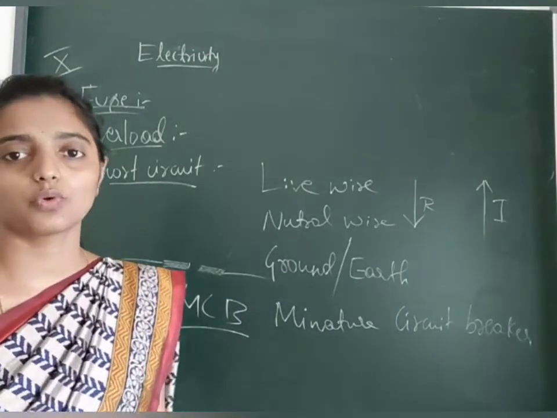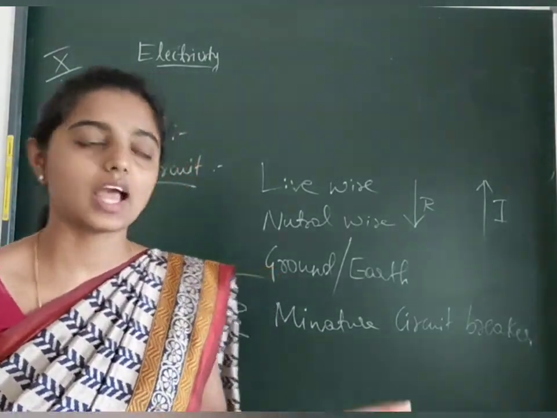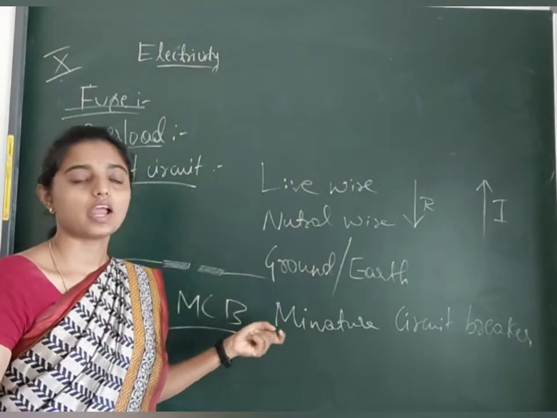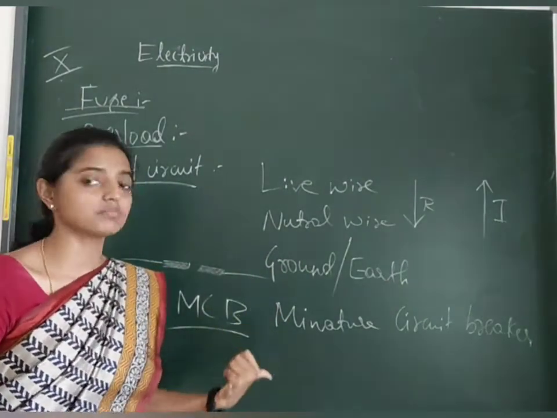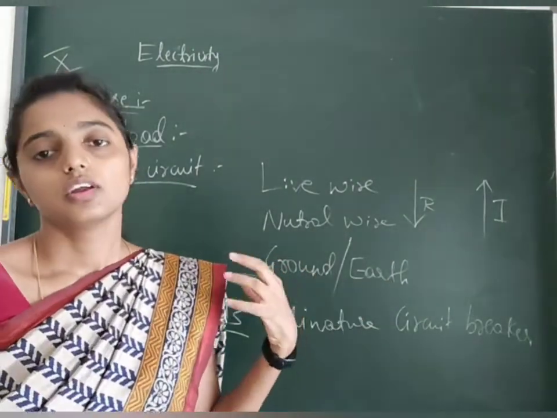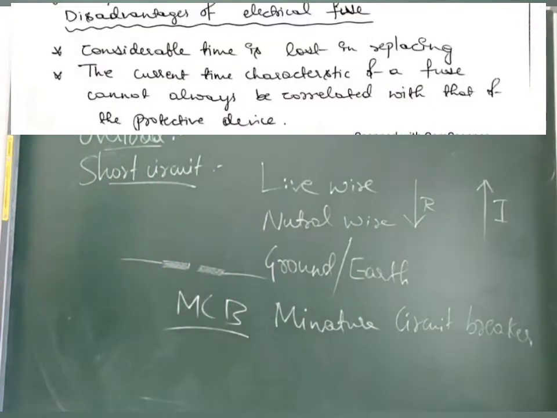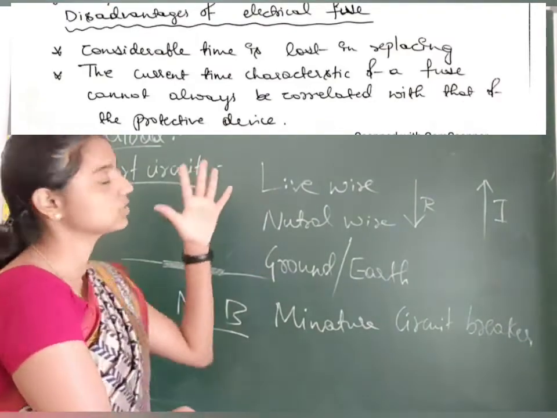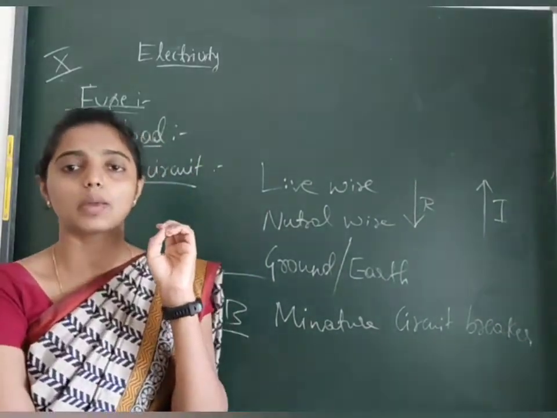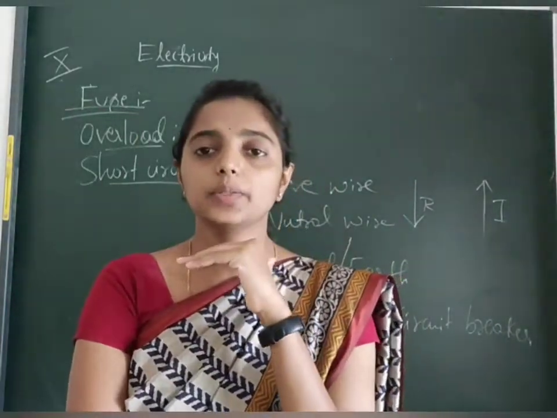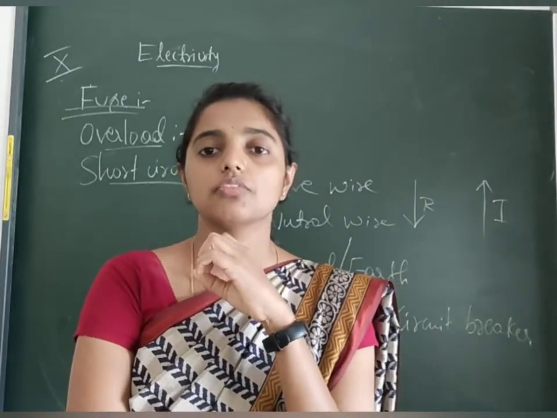Now let us see disadvantages. As I told earlier, if you don't install this MCB, if you have only a normal fuse, once it breaks, we need to go through further procedure to get back the circuit. Apart from that, the current time characteristic of a fuse cannot always be correlated with that of a protection device, and that is one more disadvantage of fuse. So this is all about practical applications of heating effect.